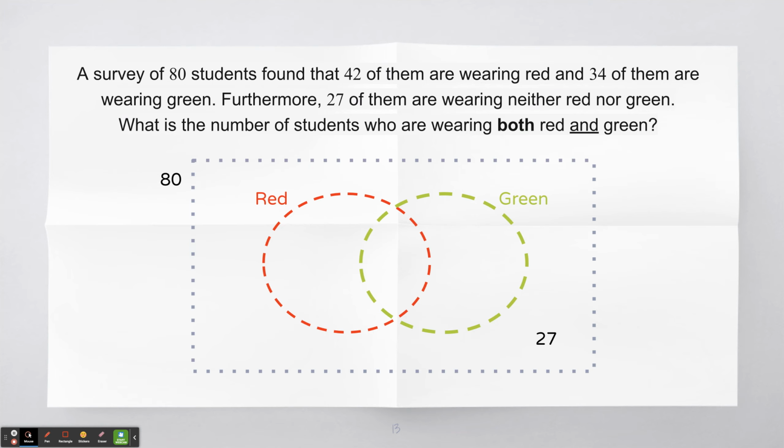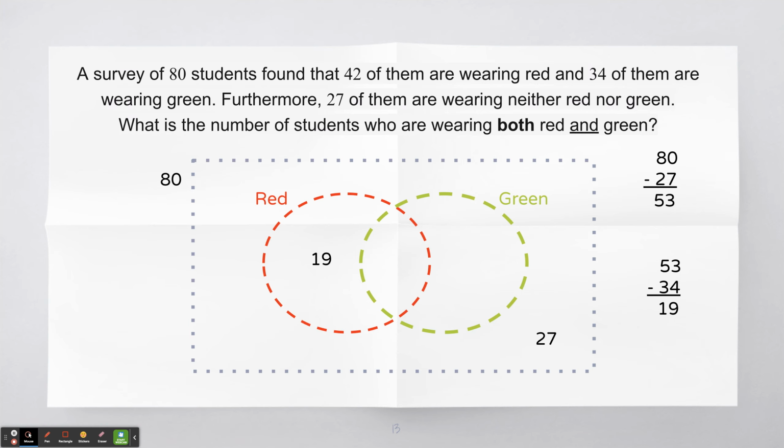So how many students are represented in these ovals? That's going to be 80 minus 27, or 53. So 53 students of the 80 were either wearing red or green or some combination of red and green. So how about if I take the 34 of them that are wearing green and subtract that away from 53? That gives me 19 who were not wearing green. So that would go in this area of the red oval.